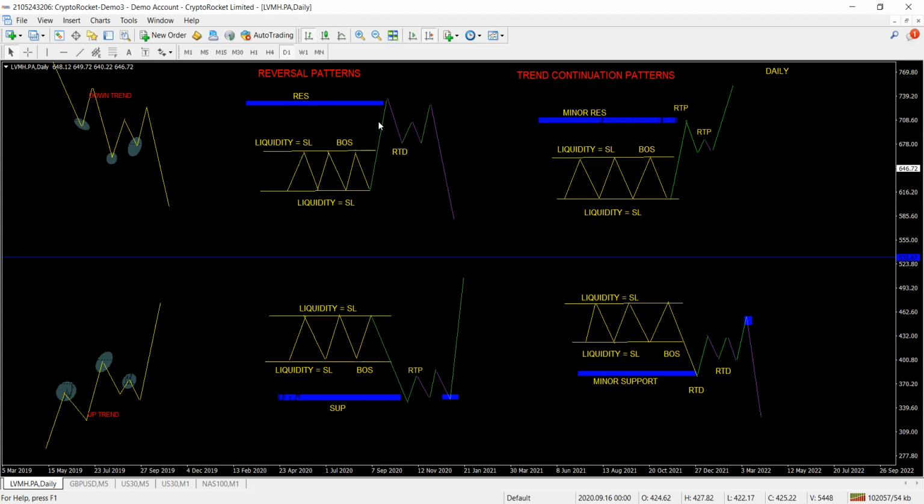So what do you do? You enter in the middle of this candle. Now, the good thing is you will go into profit, so you're happy. Your phone is blue. You got maybe 10 or 15 pips, and you're Gucci.